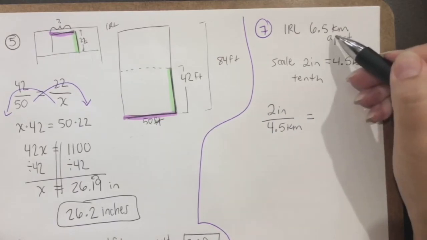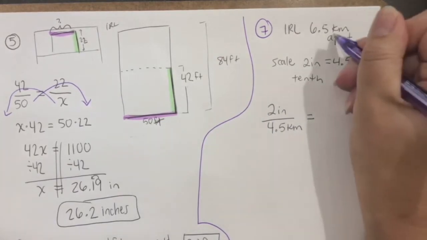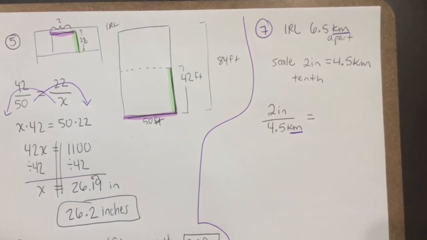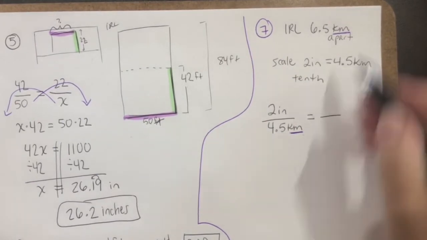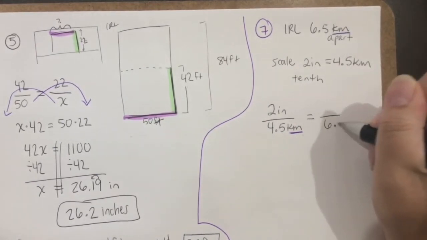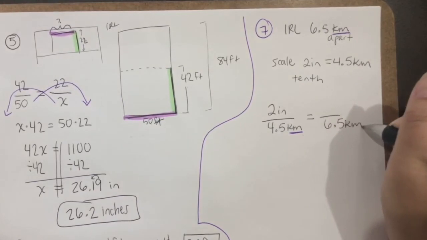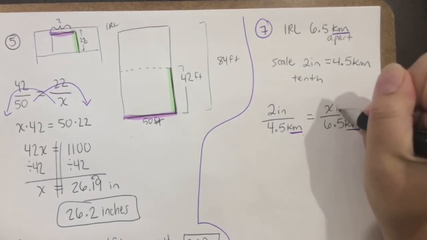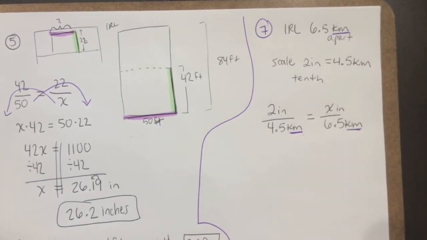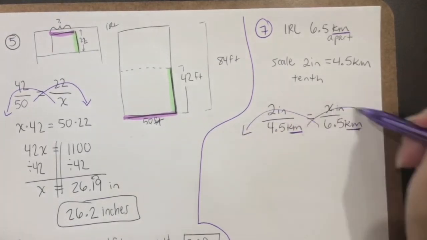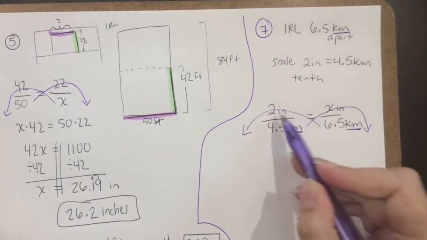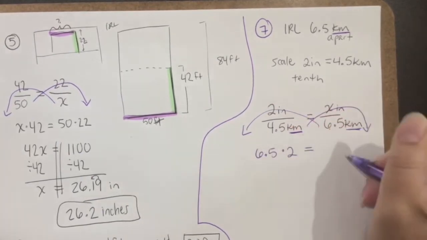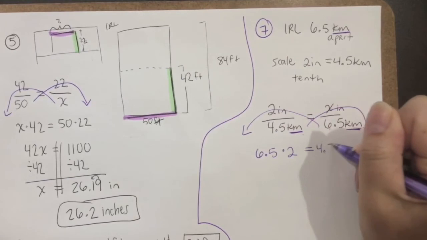So this is why I pointed out the units on the previous one. We've got to make them corresponding. So the kilometers now is going to go on the bottom, 6.5 kilometers, so that they are corresponding. And then we are looking for X number of inches. We'll still solve it exactly the same way. We're going to cross multiply. 6.5 times 2 is equal to 4.5 times X.